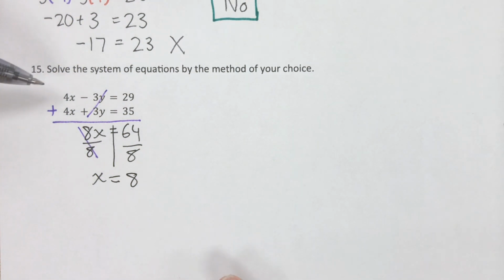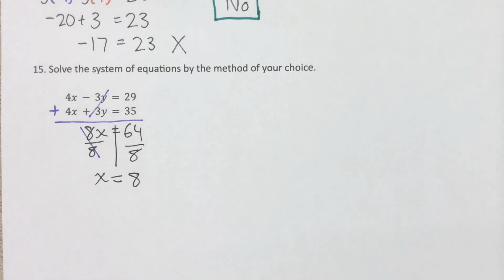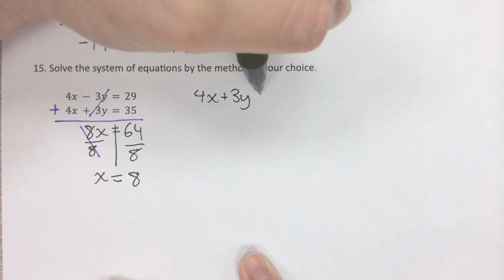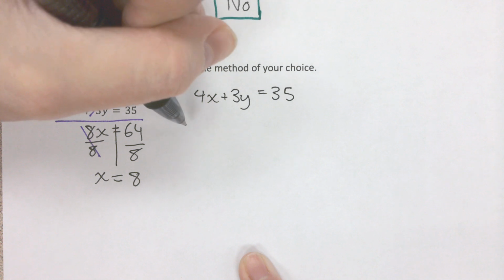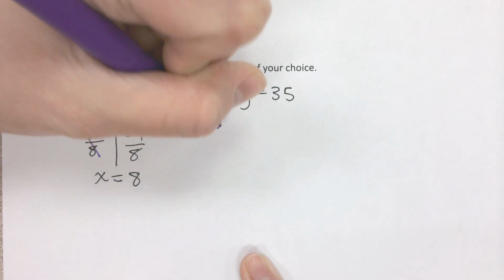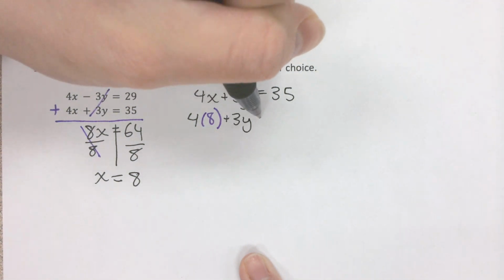To get y, we just pick an equation to plug x into. For me, I'm going to pick the bottom equation. All the numbers are positive. That's typically what I go for. So we have 4x plus 3y equals 35. Plug in 8 for x. Make sure you plug this into the right number. If you plug it in for y, that's going to be detrimental. 4 times 8 plus 3y equals 35.